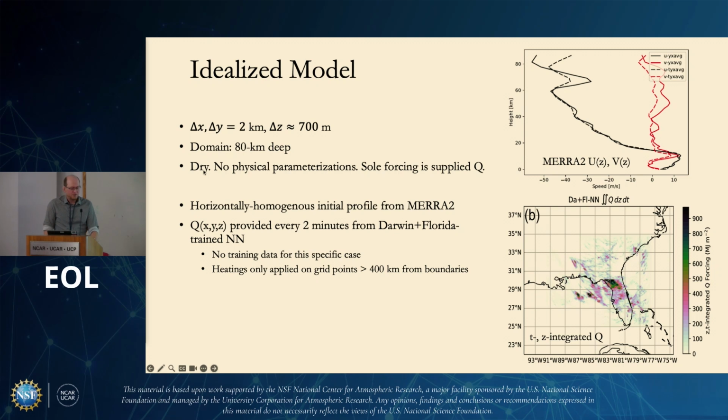And it's kind of comical how simple this model was. It's dry. There's no physical parameterizations. There's no land-sea contrast. There's no topography. There's nothing. Nothing, in fact, would happen within the model if we didn't perturb it. The only forcing that is applied to the model is the predicted diabatic heating. So we pulled this profile out from MERRA-2. We calculated the diabatic heating every 2 minutes, updated that within the model every 2 minutes, and then simulated this case.